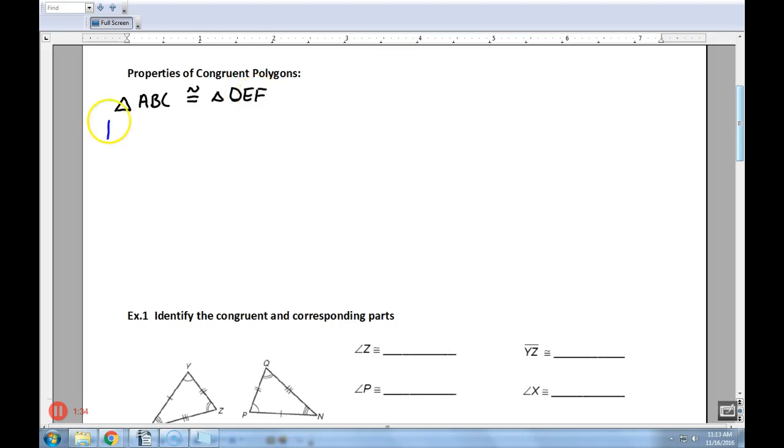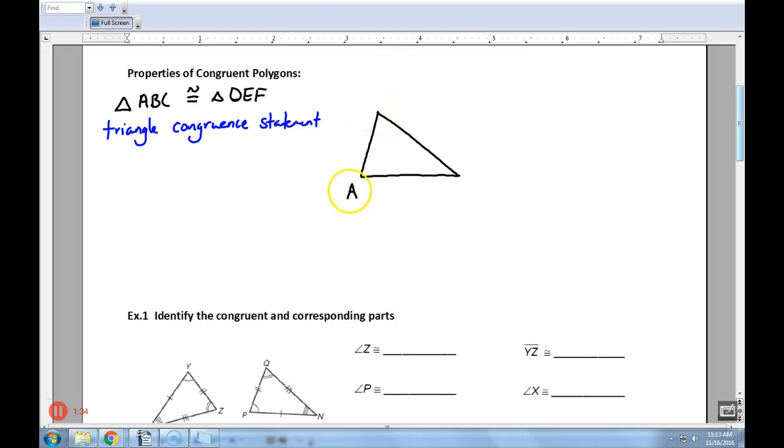And this thing right here is called a triangle congruence statement, because I'm stating that two triangles are congruent. So what that means is I have two triangles, and I'm going to draw them. Let's just call this one triangle ABC. And then over here, I'm going to draw one facing the opposite direction, but coming in.